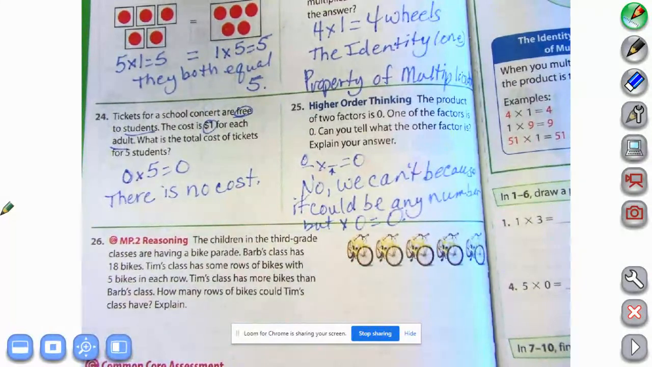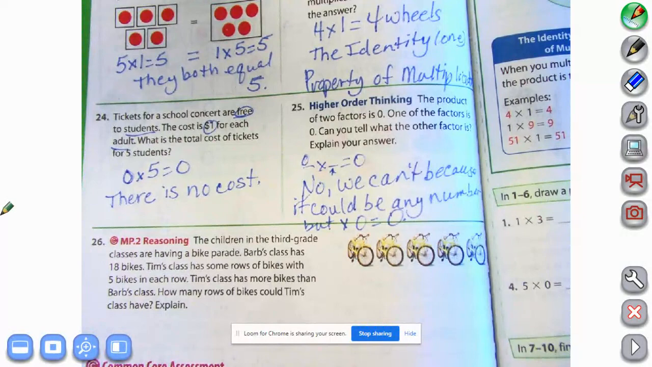All right, number 26. The children in the 3rd grade classes are having a bike parade. Barb's class has 18 bikes. Tim's class has some rows of bikes with 5 bikes in each row. Tim's class has more bikes than Barb's class. How many rows of bikes could Tim's class have?